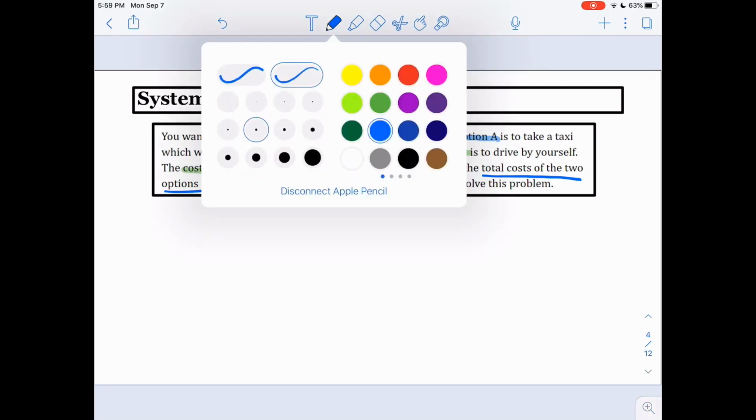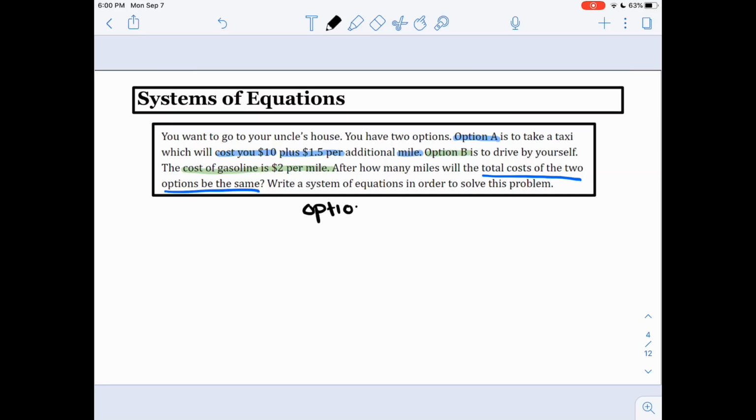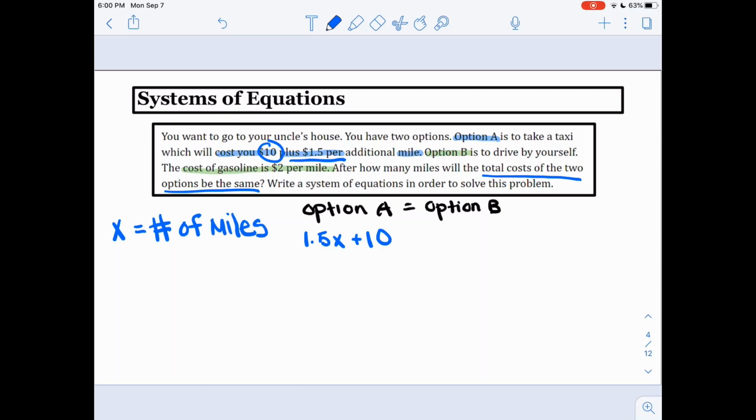Basically, I want to know, when will option A equal option B? So let's start by writing an equation for each of these. For option A, we saw that it's going to cost me $10 plus $1.50 per mile. And here I'm defining x as the number of miles. Option B is going to cost me $2 per mile. So I'm writing 2 times x.